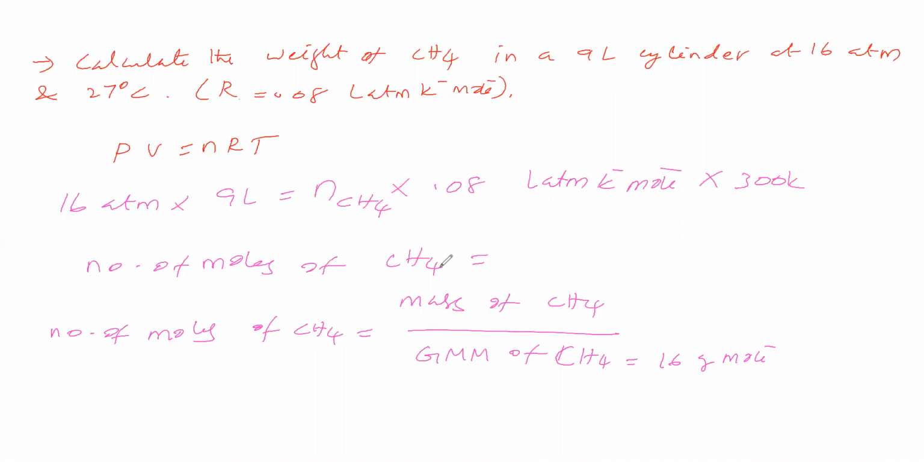Number of moles of methane we know from here. So from this we can get the mass of methane. On calculation we are getting mass of methane is 96 gram. Okay. So we calculated the mass of methane. Okay, let us go to the next sum.